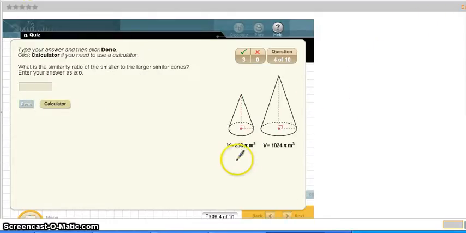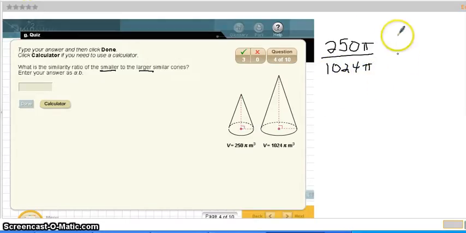Alright, for this question we've now moved on to volume, but we're still looking for that similarity ratio, and again, smaller to larger. So our smaller volume here is 250 pi. The larger volume is 1024 pi. In order to get back down to the similarity ratio, you do need to simplify. So the pi's will cancel, and then reduce each number. Both are divisible by 2, and you would end up with 125 over 512.